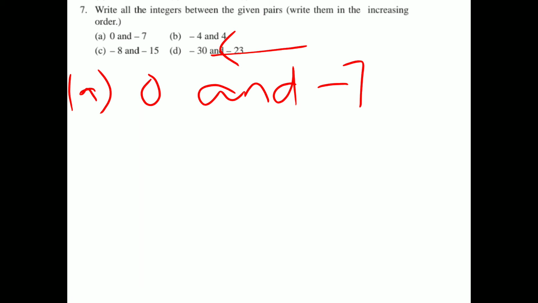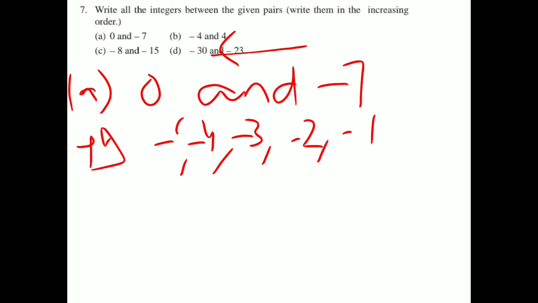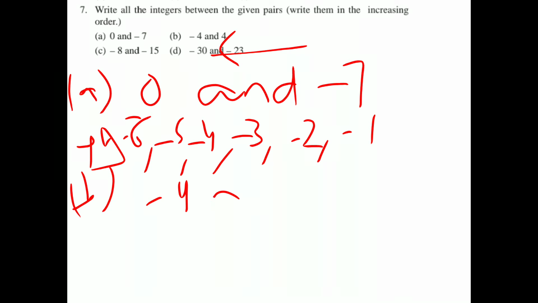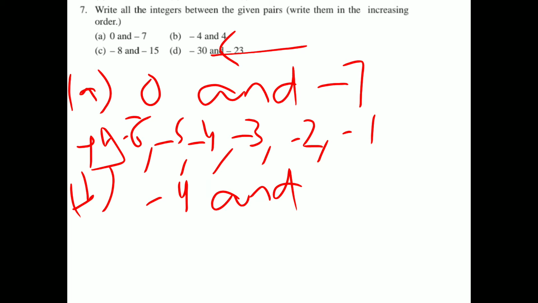Means A part, firstly we do 0 and minus 7. Means you have to move to the left side. Clear? So before 0 what comes? Minus 1. Then minus 2. Then minus 3. Then minus 4. Then minus 5. Minus 6. Clear?